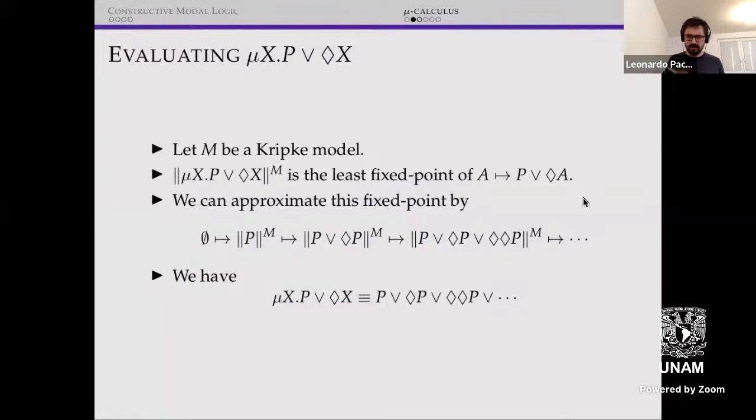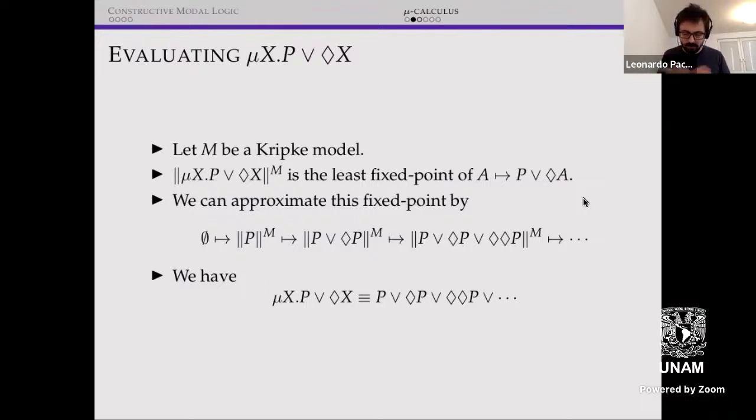Now, let's take a look at one simpler example first. So now fix a Kripke model. We are going to try to evaluate this formula, mu x of P or diamond x. And this is going to be the fixed point of the operator that takes A to P or diamond A. So, okay, we can approximate this fixed point from below.